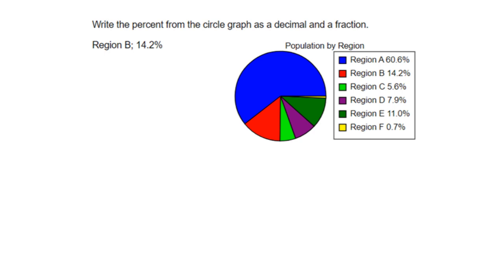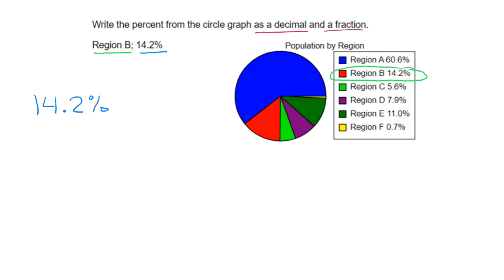Write the percent from the circle graph as a decimal and a fraction. They gave us a circle graph, and don't get too sidetracked with the circle graph, because if you read, it says region B, and just to verify this, we have it right here at 14.2%. So this is correct. So we're taking the 14.2%, and they want us to translate into a decimal first and then a fraction.